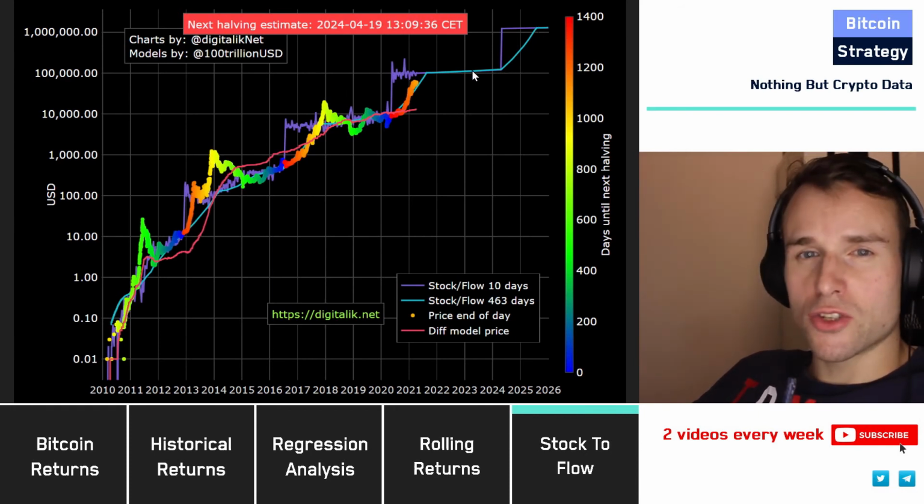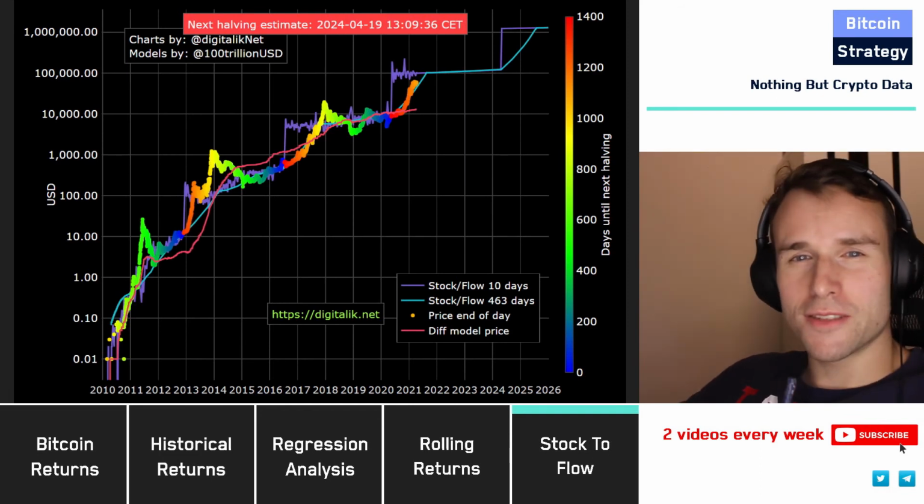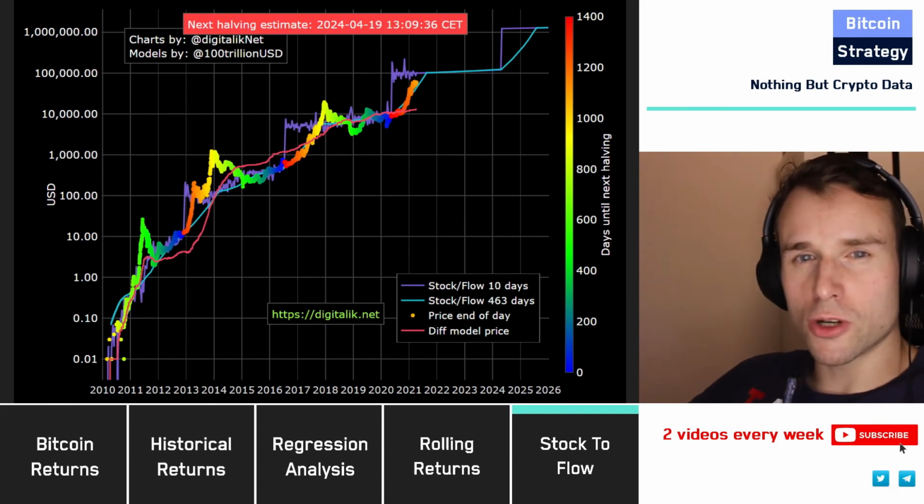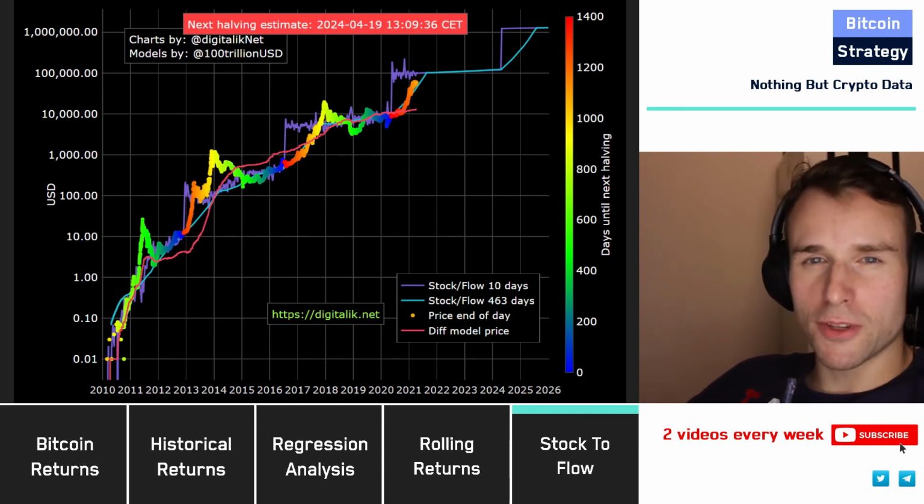The reason the price shoots up so much is because the new supply gets cut in half. There's a very interesting article on medium.com that explains this whole concept, that explains the whole calculations, and I will link this as well in the video description down below. But for the sake of this video, we're just interested in the annual growth that this model predicts.